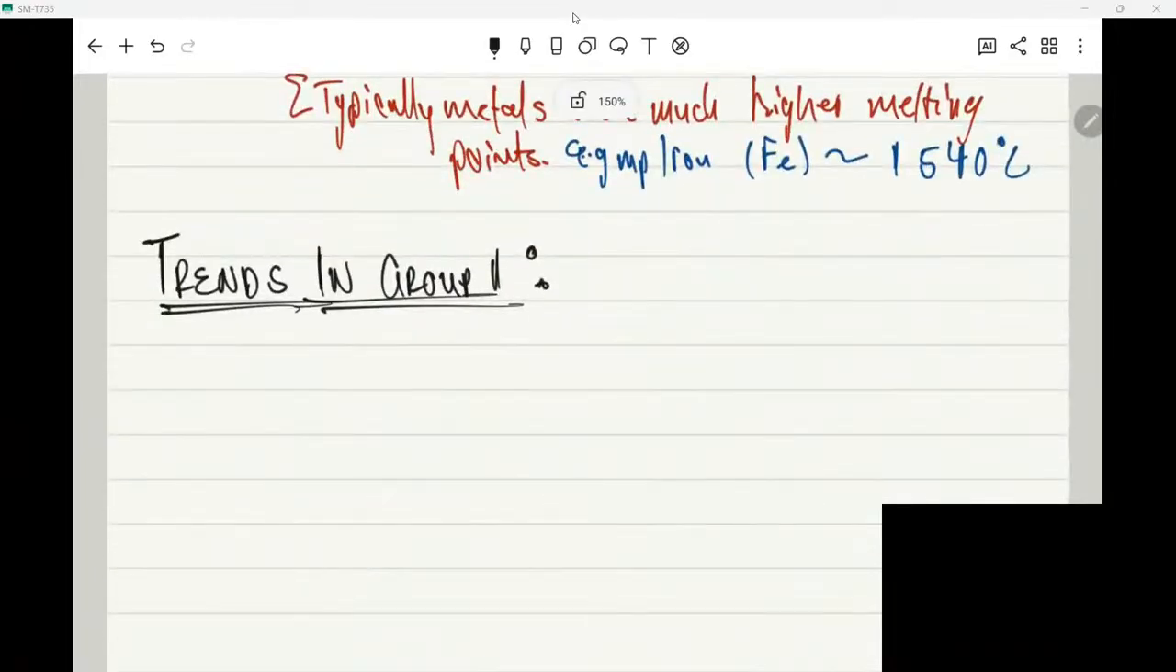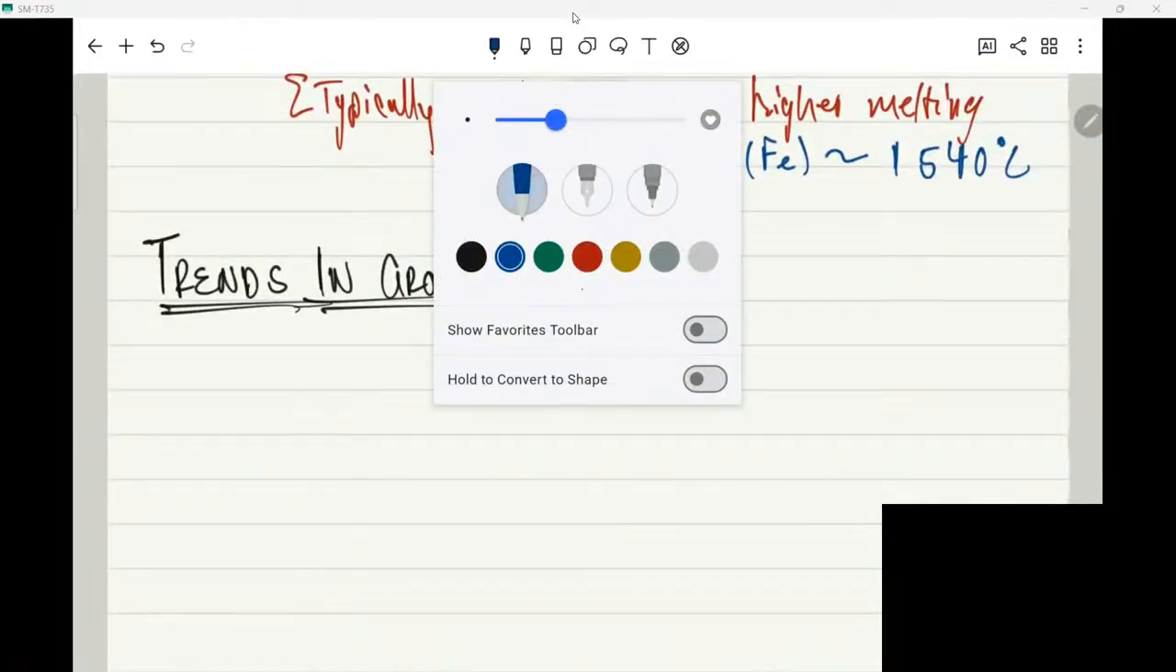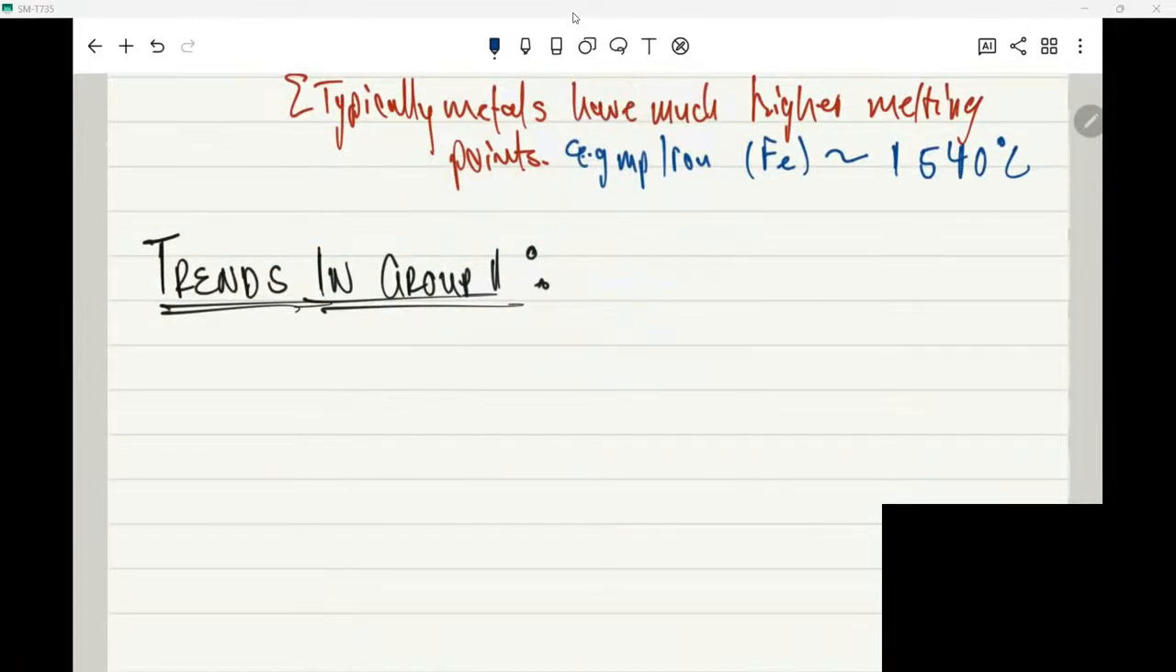Now let's talk about the trends. Please don't forget, my friends: they are soft, they have low melting points, and they are very light. Now, what about the trend? They actually get softer as you go down the group.